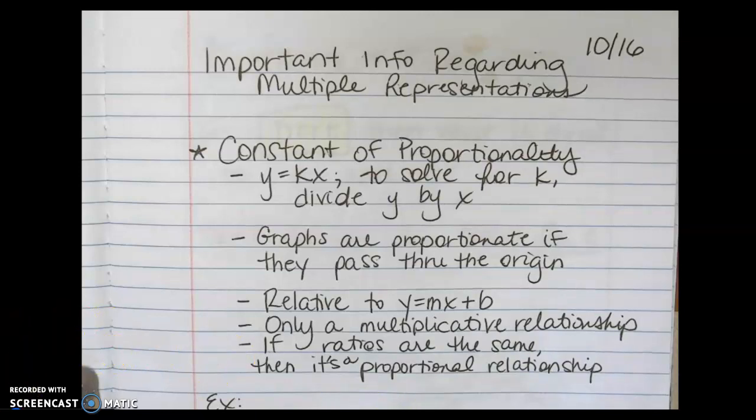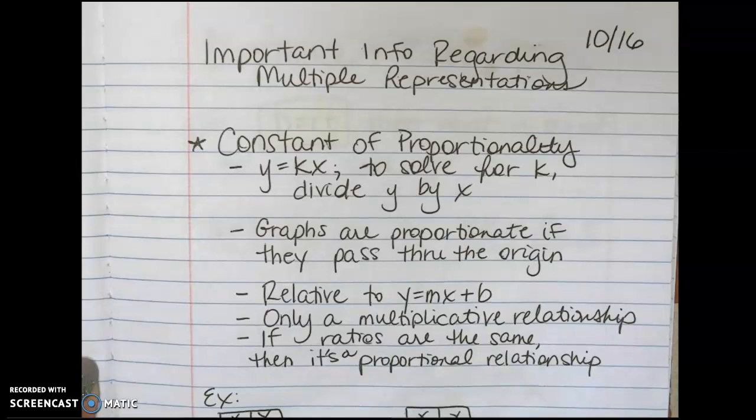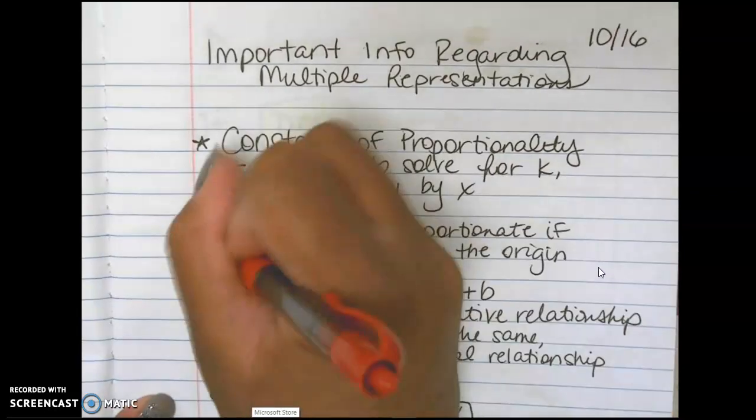Right, this is information that you need to know for your test. It's just a portion. So the constant of proportionality is y equals kx. And then in order to solve for k, you have to divide y by x. Graphs are proportionate if they pass through the origin. You need to know this.